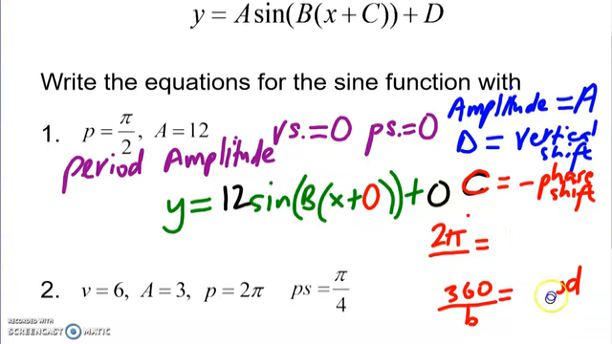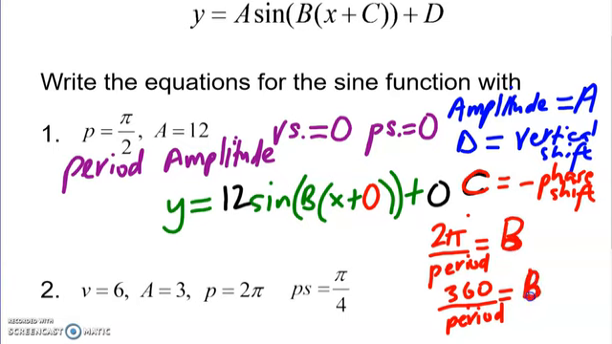Let me erase this. So you're left with 2 pi divided by the period is equal to b, or 360 divided by the period is equal to b. You'll have to judge whether you're dealing with periods in radians or periods in degrees. Okay, so those two formulas will give you, let's use capital B, that's what is being used here.